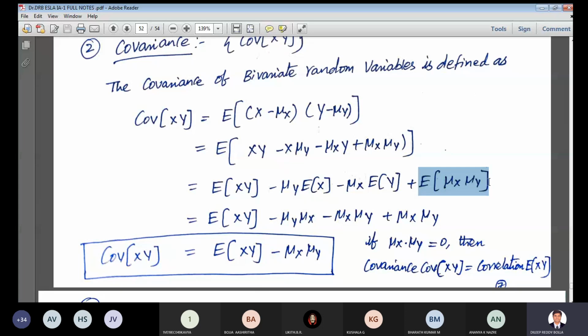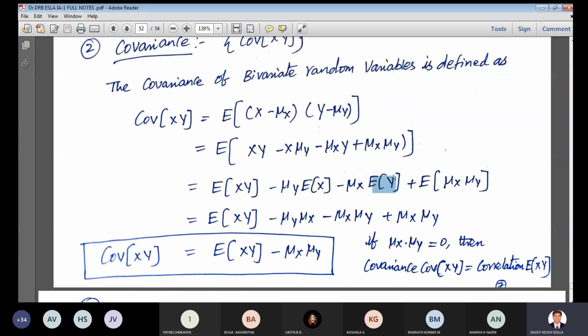And we know that expectation of x is nothing but, expectation is also called what? Mean. E of x is also called what? Mu, or also called mean. So this is the same: expectation of x is mean of x.